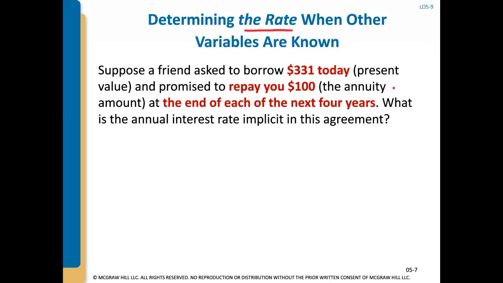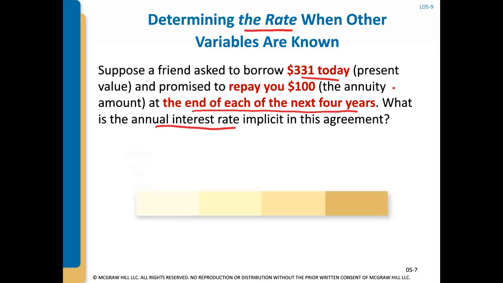Suppose a friend asked to borrow $331 today, so that's a present value, and promised to repay you $100, the annuity amount, at the end of each of the next 4 years. So we know we're going to deal with present value of an ordinary annuity. Just as easily, if this said at the beginning of the next 4 years, it would be present value of an annuity due, and when we're solving for this rate amount, we would just look to the different factor tables. That's the only difference. But anyways, this is at the end of each of the next 4 years. What is the annual interest rate?